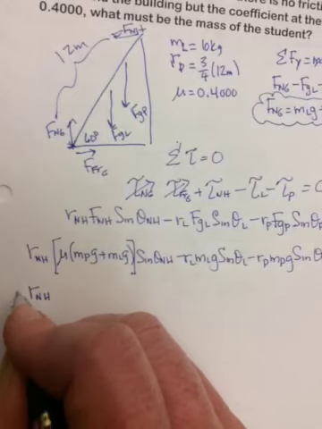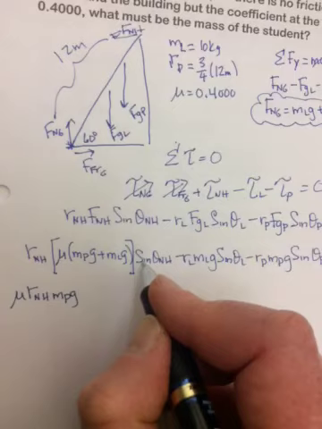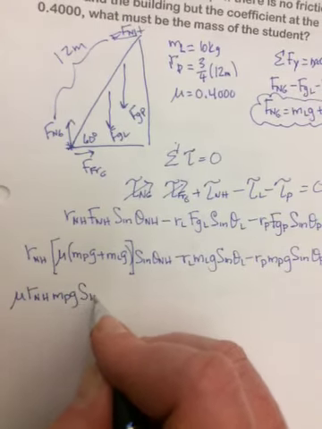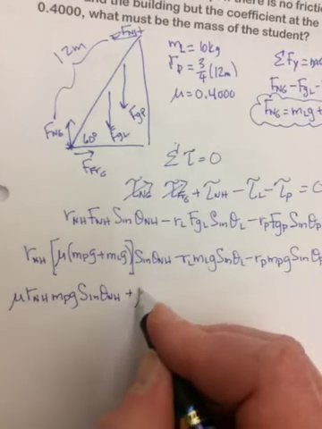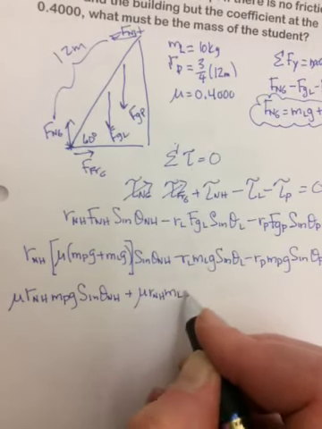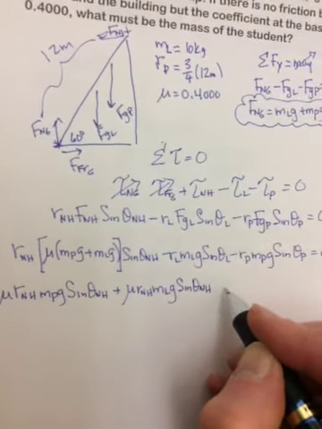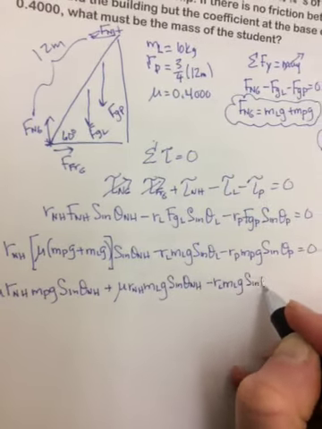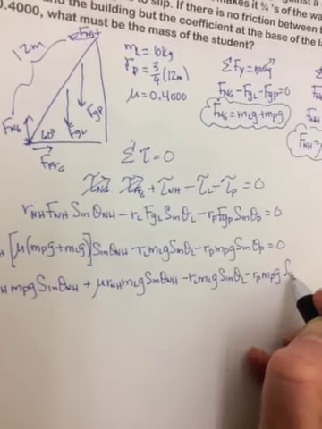I'm going to pull my mu all the way out in front. So it'll be mu R, m of the person G, and then don't forget this sine theta. So there's two things in front and one behind you need to multiply by. Sine theta normal of the house. And then the second term from the bracket will be mu R normal of the house, m of the ladder G, sine theta normal of the house. And then minus R of the ladder, m of the ladder G, sine theta of the ladder, minus R of the person, m of the person G, sine theta of the person.